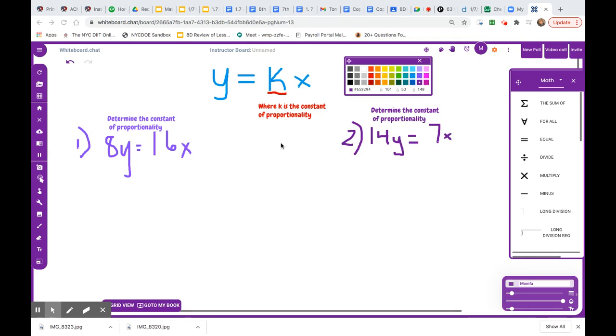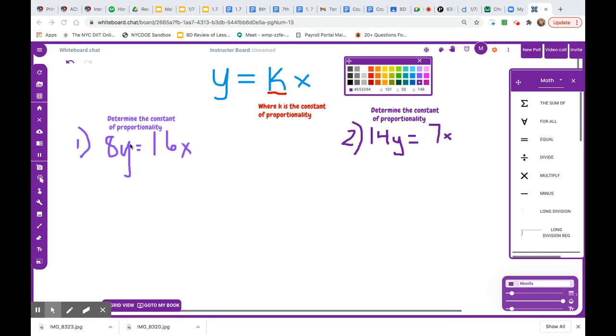Hey guys, so here we're looking at how to rewrite equations in the form y equals k times x, okay? And k is our constant of proportionality. So for both questions 1 and 2, we need to determine the constant of proportionality. Keep in mind, guys, when you're given an equation and you need to determine the constant of proportionality, y has to be by itself. So there shouldn't be any number other than 1 in front of the y.